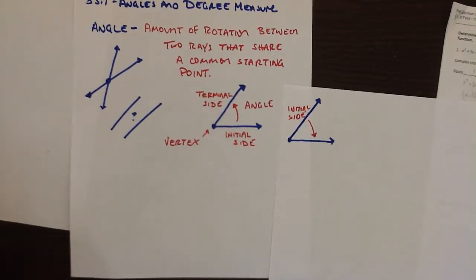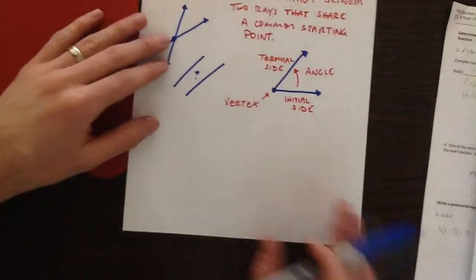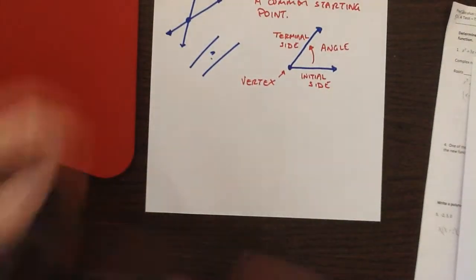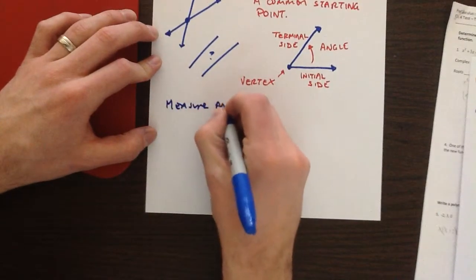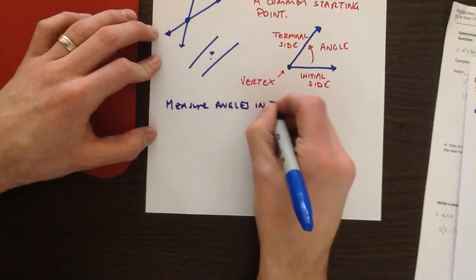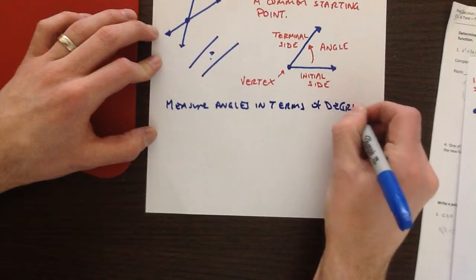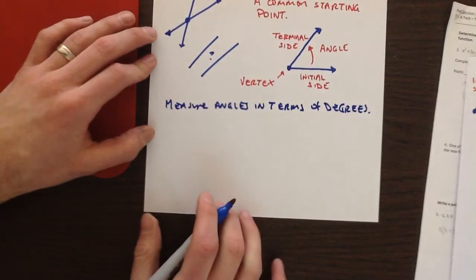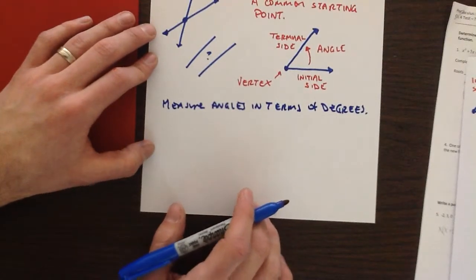Now, we've mentioned that, okay, we've got an angle. It's the rotation, so direction as well as the quantity of rotation. So once we start measuring it, then we can put some numbers to it. Now, we know that we measure angles in terms of degrees. What do we know about degrees? Important degree measures.